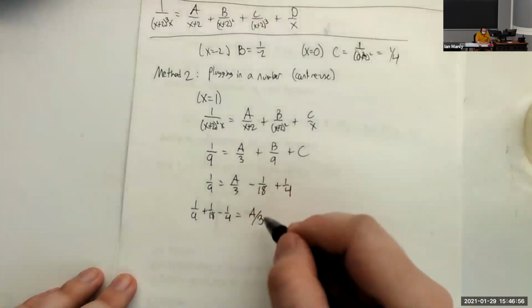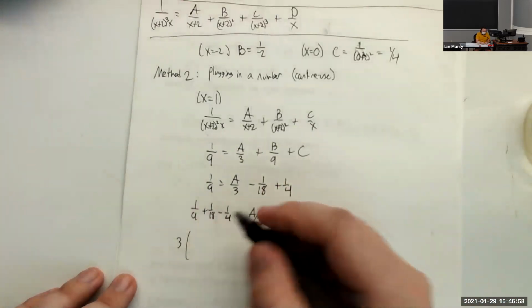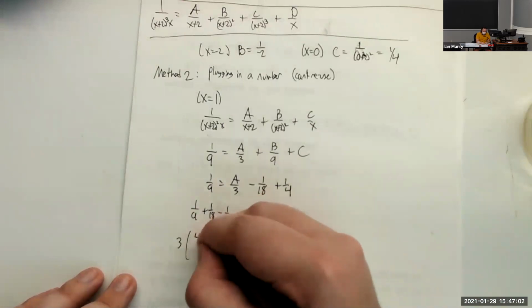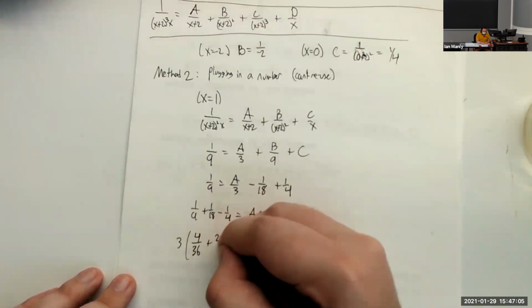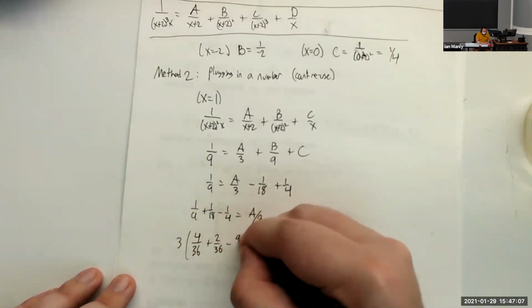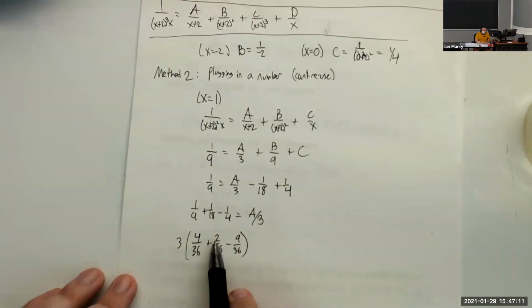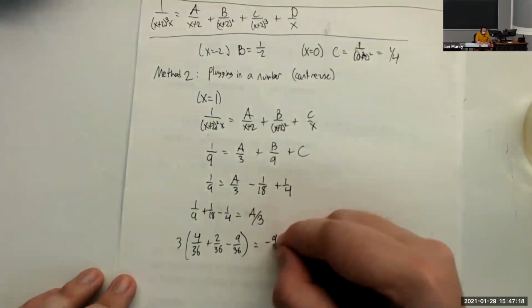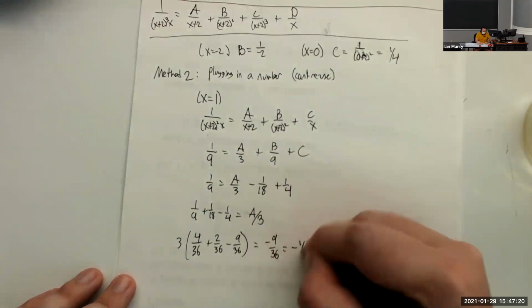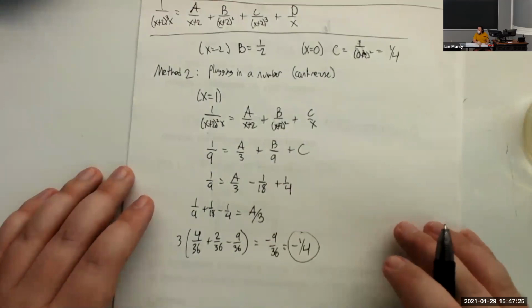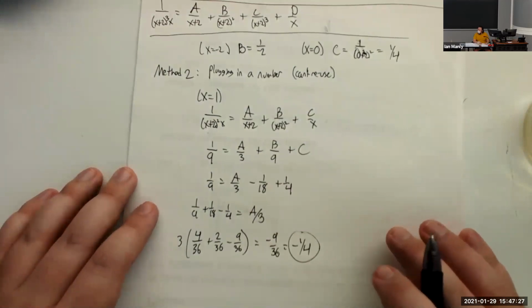All right, so let's see here. So it's 3 times all of this. Let's see, the common denominator for this is 36. Okay, so I have 4 plus 2 is 6, minus 9 is 3, and then times 3 is -9. And so that ends up being -1/4. And there we go. So that's going to be our A right here.